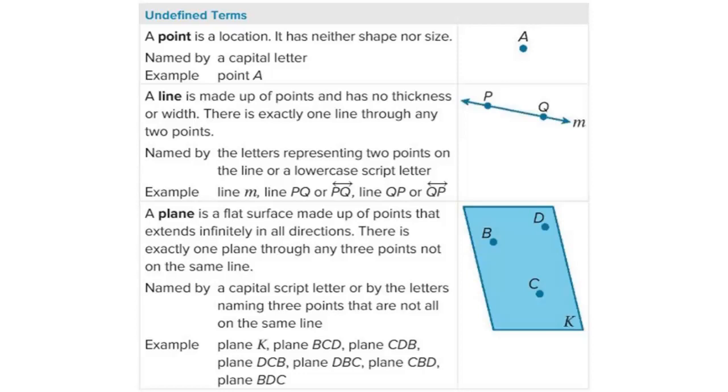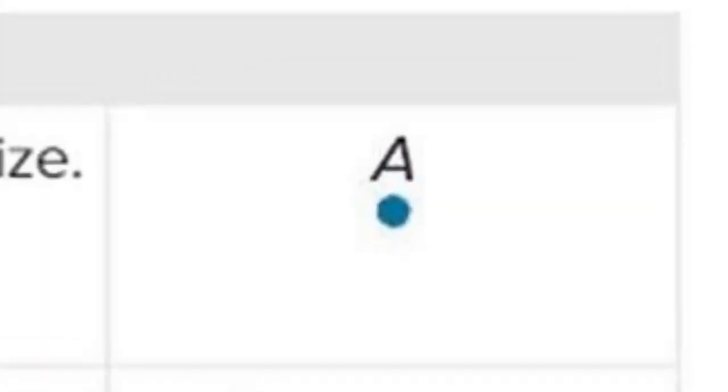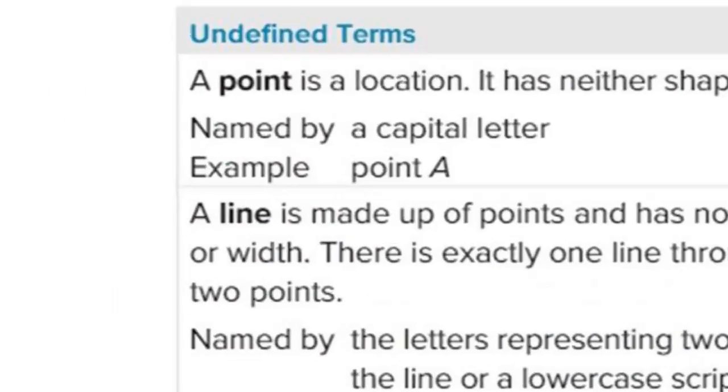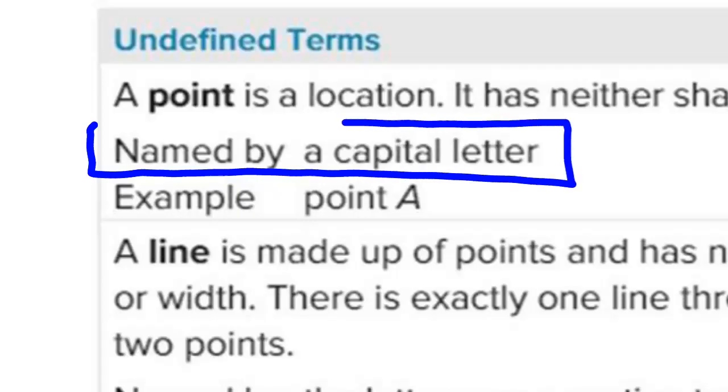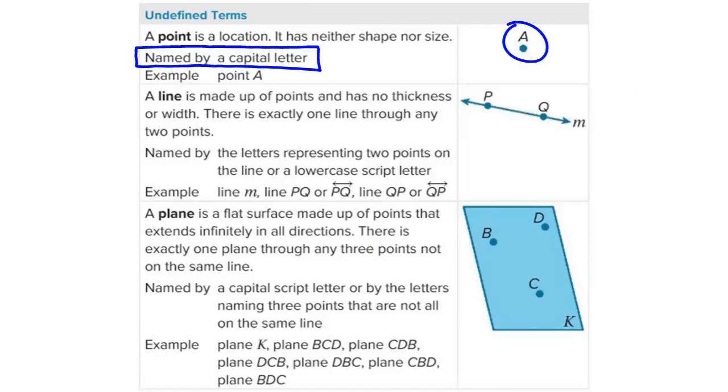So let's talk about how to name these. Once we get through how to name points, lines, and planes, that is where we are going to stop for today. So a point would be the easiest one. A point we represent with a dot, and we name it by a single capital letter. And this is the basis for most of the rest of our naming conventions. As I already mentioned, a point is a location. It does not have shape or size, depth, length, or width.